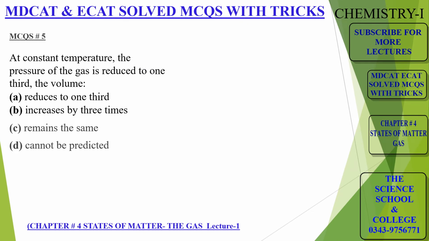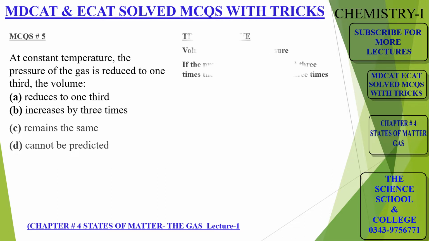MCQ number 5: at constant temperature the pressure of the gas is reduced to 1/3, the volume: option A reduces to 1/3. Option B increases by 3 times. Option C remains the same. And option D cannot be predicted.